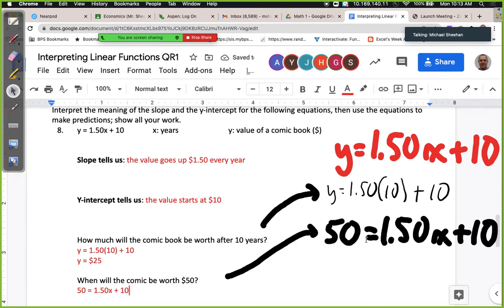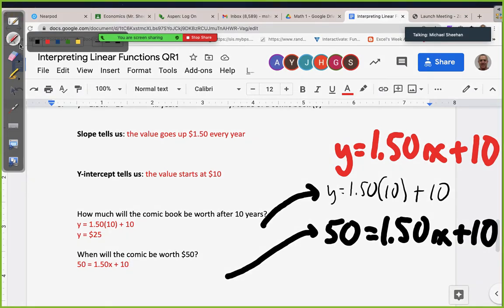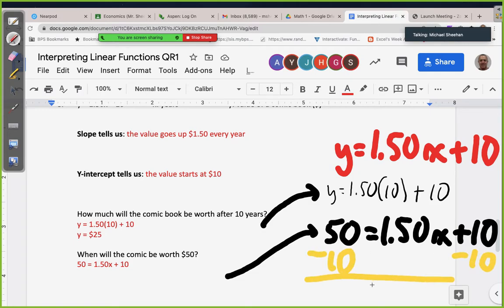And who remembers, what do I want to do next on this? How do I solve this? Minus 10. Very good. Yes, I want to minus 10. Minus 10 is going to give me 40 equals $1.50x. So that's the next thing I want to see on here.